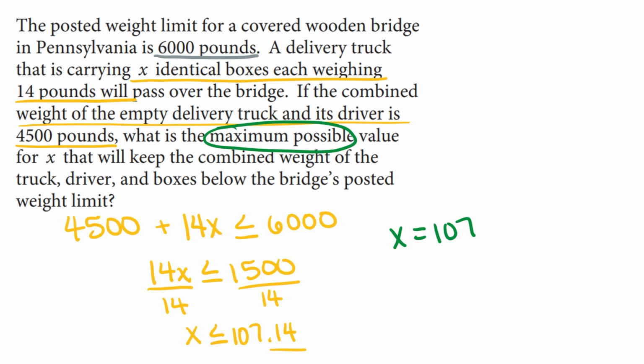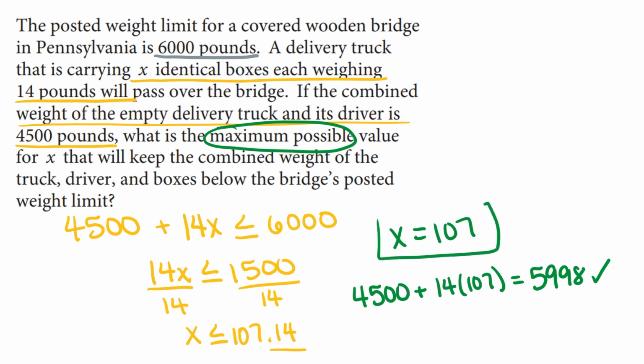We can check that by saying 4,500 plus 14 times 107 boxes and see if that is less than our 6,000. And that's equal to 5,998. So that is just under the threshold, and we know that that's the maximum number because if we add one more box, we will have to be adding 14 pounds, which puts us over 6,000. So our answer is x equals 107. So we would just write in 107 in our answer box.